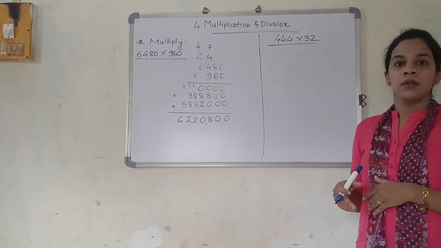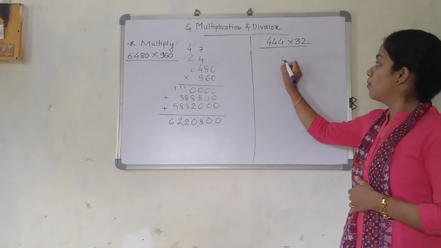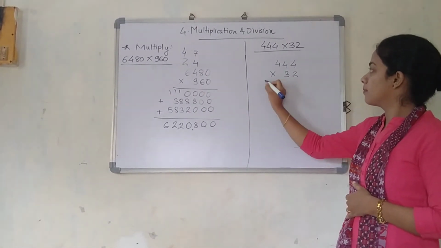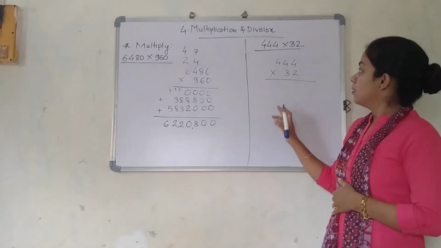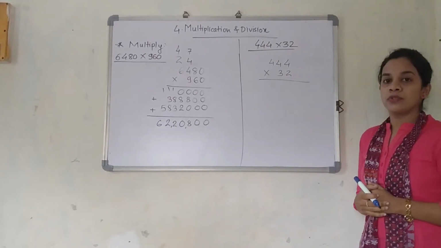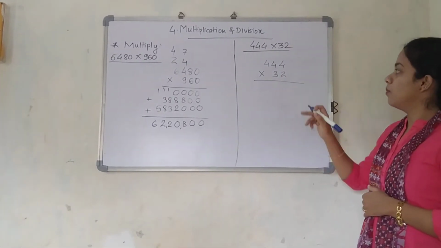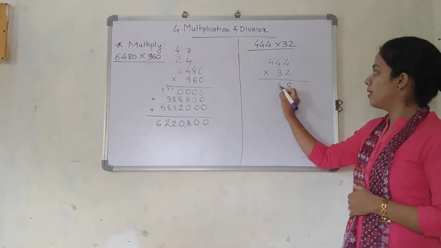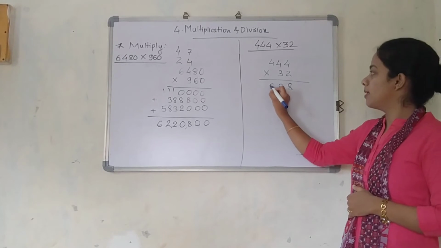Fine. So we are going to start the next one, that is 444 into 32. Now we are going to start with our unit place. 2 fours are 8, 2 fours are again 8, and 2 fours are again 8.